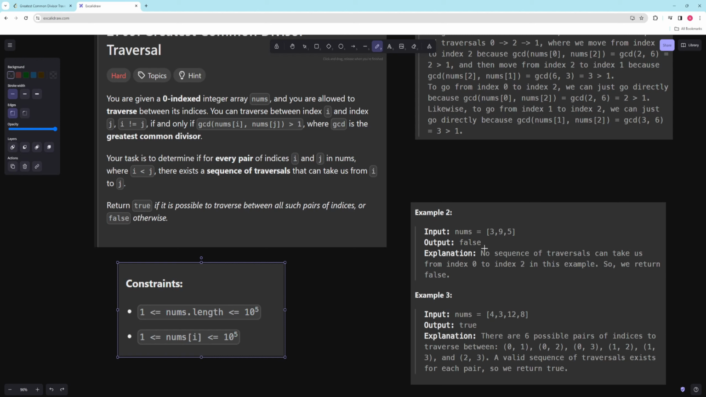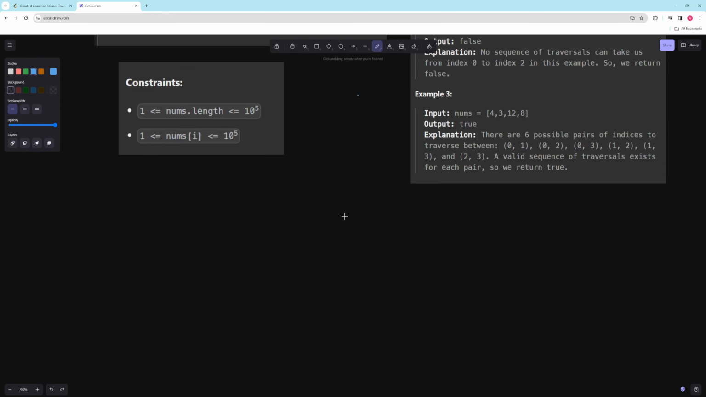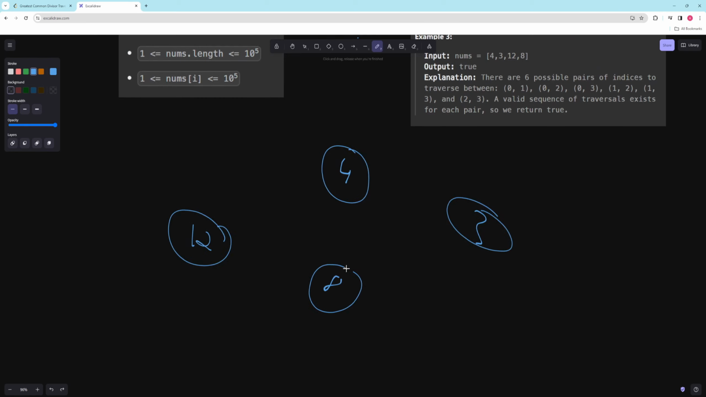In the second example, there is no direct traversal. You can traverse from 3 to 9, but you can't traverse from any of them to 5, so you return false. In the third example, there's a bunch of traversals, so any even number, you're going to be able to traverse from one to the other, so we can actually draw this as a graph. So we have 4, 3, 12, 8. Any even number is always going to be connected because the GCD of two even numbers will at least be 2, right? So this is connected, this is connected, this is connected. And then from 3, you can traverse to 12, right? Because the GCD of 3 and 12 is 3. So this whole thing is connected. You can traverse from anywhere to anywhere.